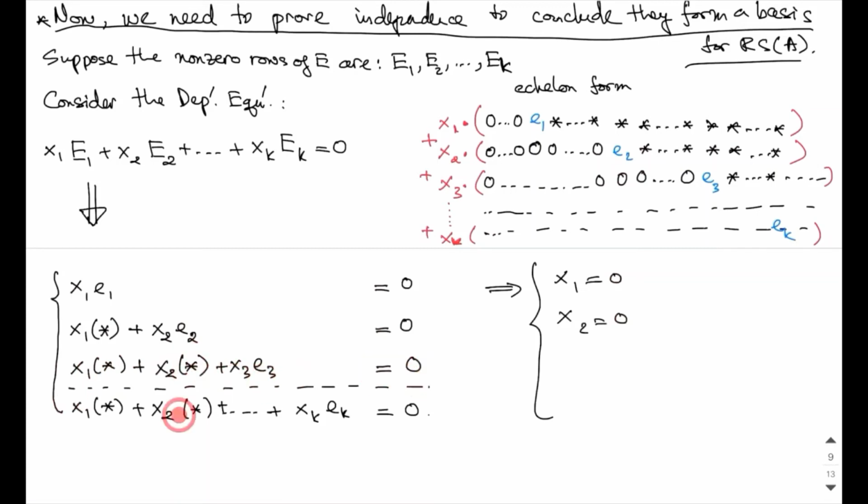And if you continue doing this until the end, you will get all of the x's here to be 0. Well, the only solution you can get for the dependency equation is the trivial solution. That means independence. And that finishes the proof.